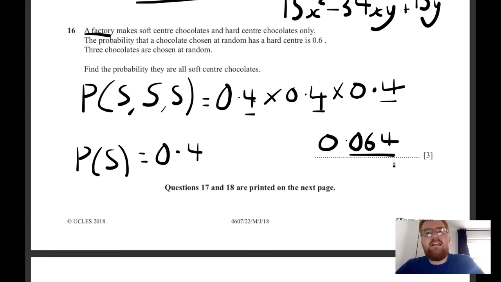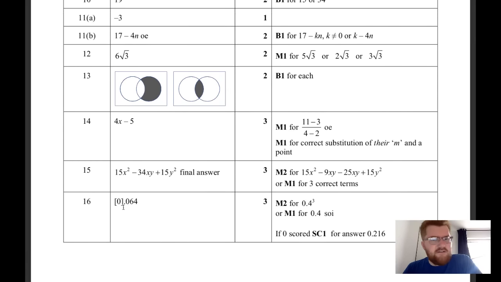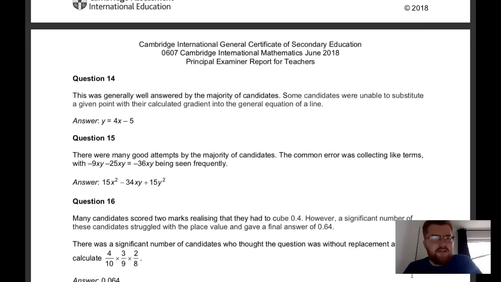There, unfortunately, is replacement in this, even though it's not obvious from the question that there is. And also, the amount of marks they give you is a bit confusing. You'd expect to do more maths to get those 3 marks. So, yeah, not a very nice question. There's the answer, 0.064. I imagine the mark scheme will say something similar to what I said.